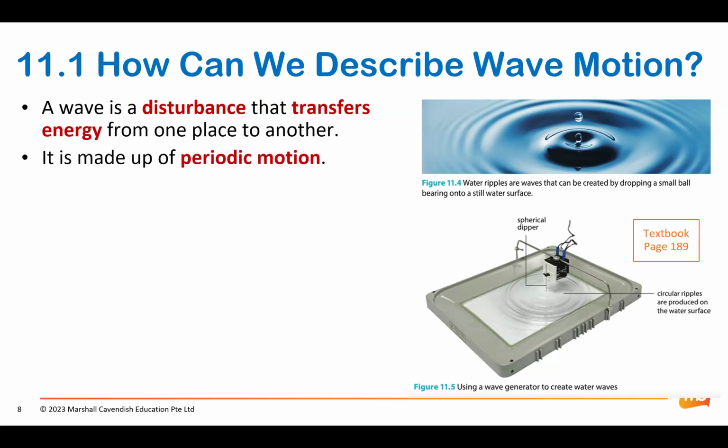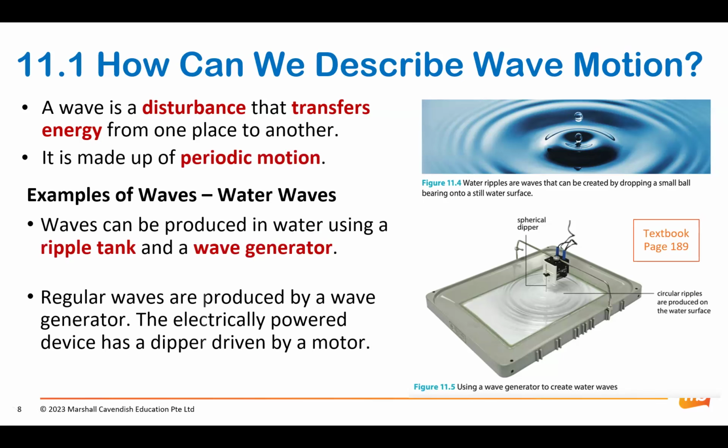So the first example is water waves. Water waves are generated whenever there is a source of disturbance. For example, you can see in this picture, there's a drip of water dropping into the still water surface. This drip of water is creating a disturbance, so it creates a water wave.